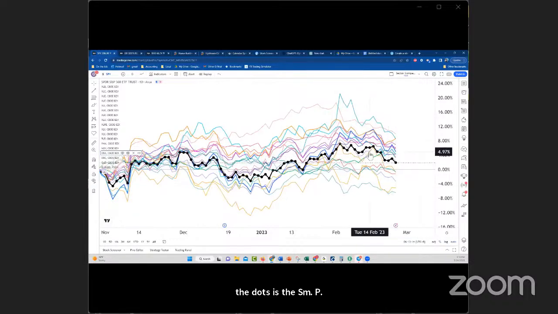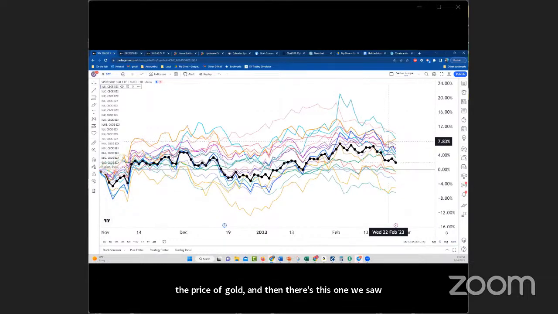Now, why is the agricultural showing strength? I think that if you put together the agricultural and the price of gold, and then there's this one we saw here, which was basic materials. All of those are things. You know, they're physical things. They represent physical items that have intrinsic value. And when inflation goes up, the price of these things tends to go up as well.